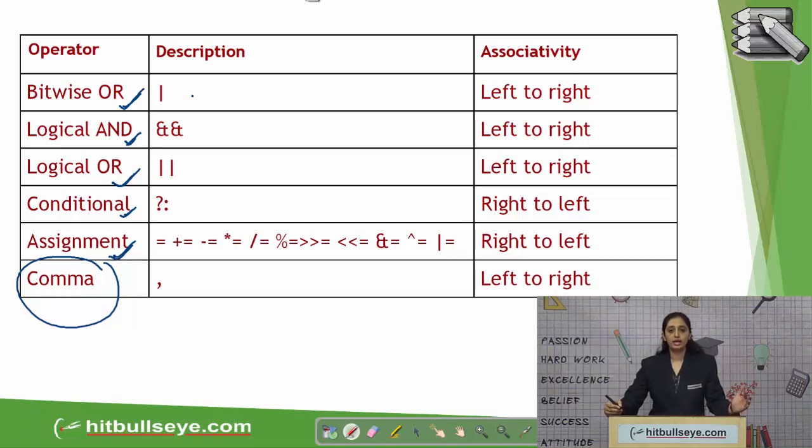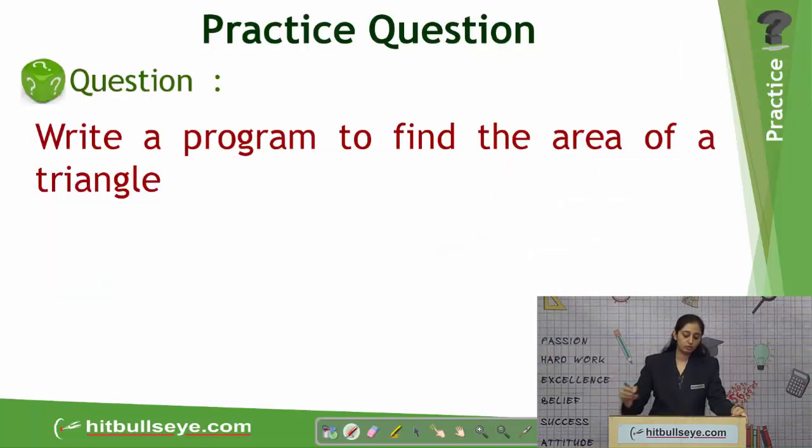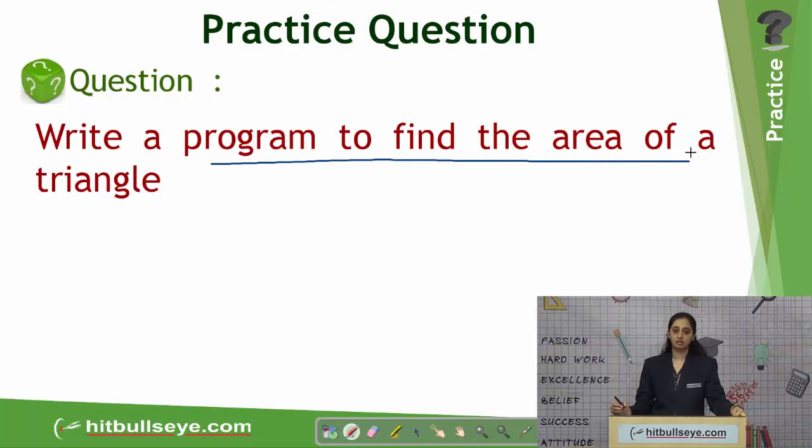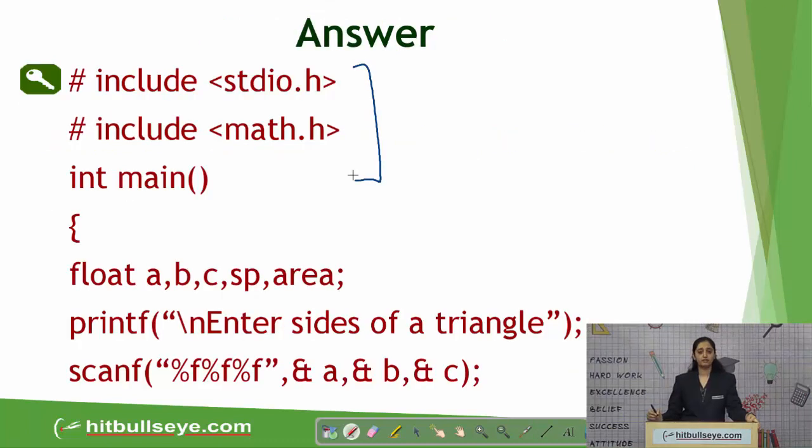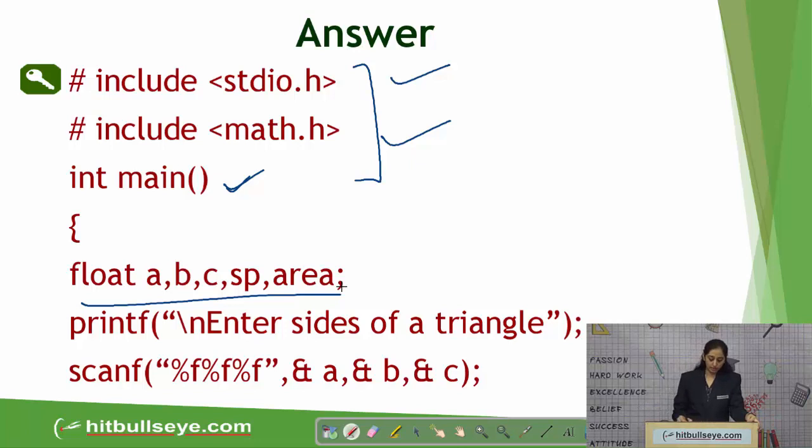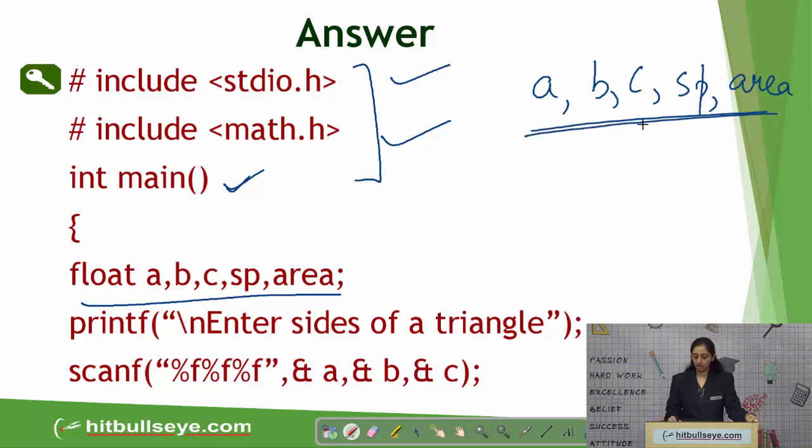So in this session we have discussed the C operators and the C instructions. Now let's move to the practice question. The question says, write a program to find the area of a triangle. Here we have used two header files, stdio.h and math.h. Math.h is used for the calculations, right? In the main function, float a, b, c and sp, which is the semi-perimeter, and the area. We have declared these variables with the type float.